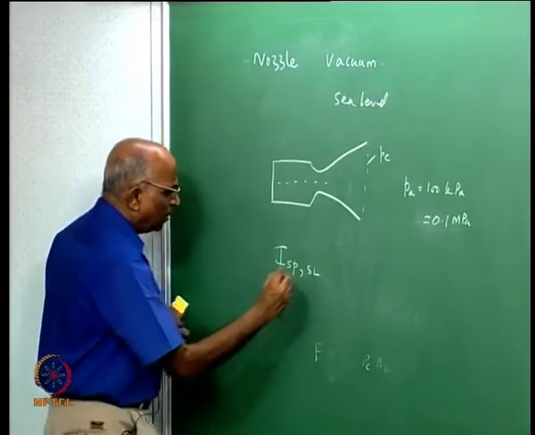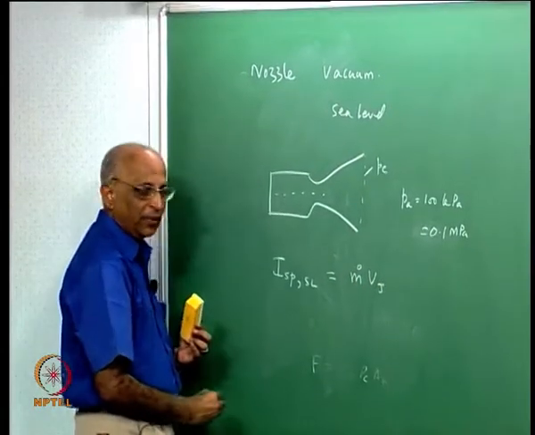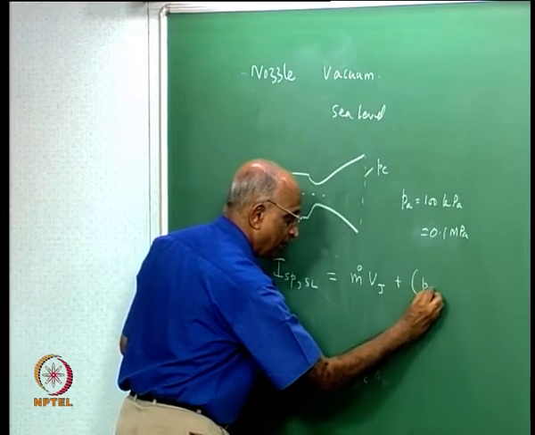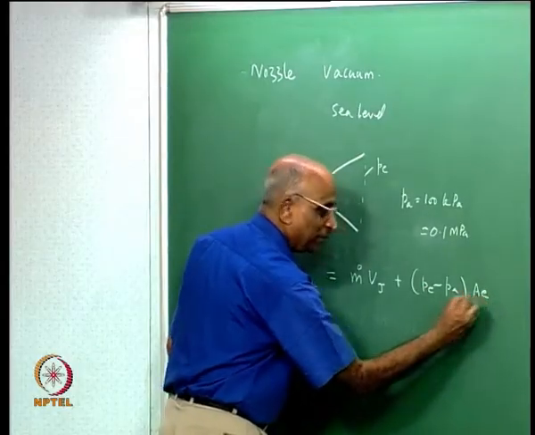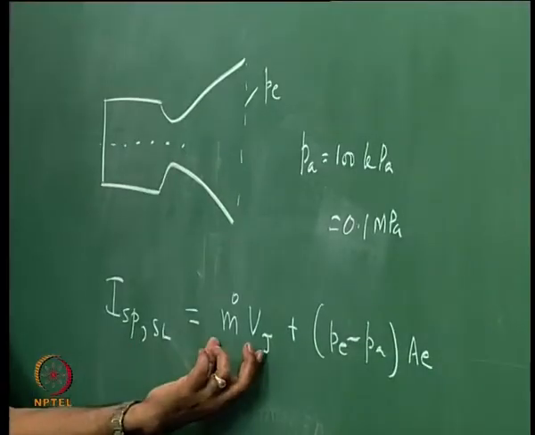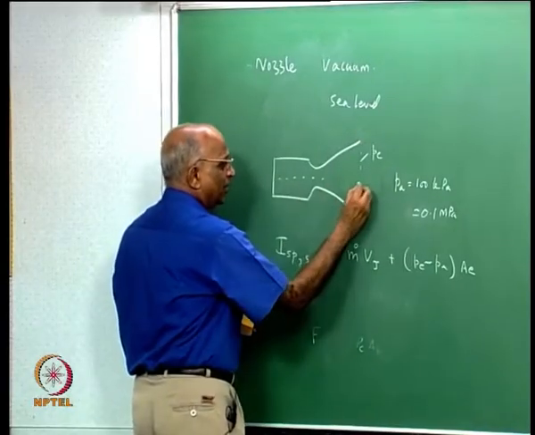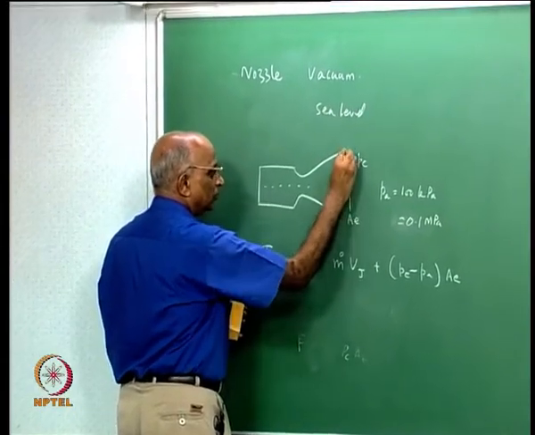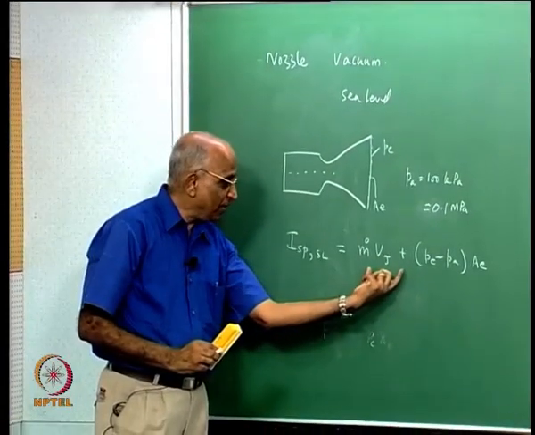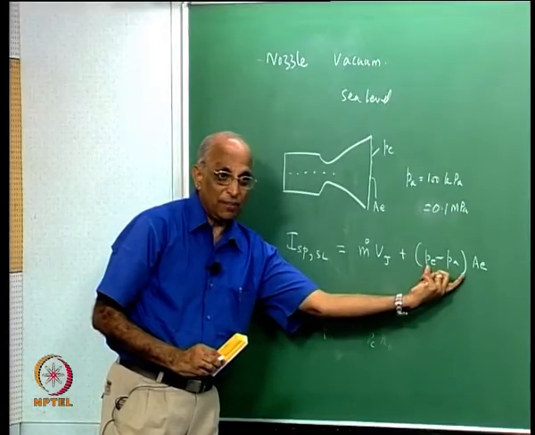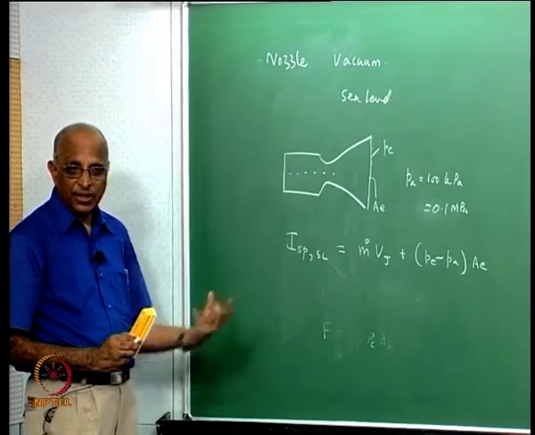How do I write it? I write it as m dot Vj plus (PE minus PA) into AE: the momentum thrust plus the exit pressure minus PA into the exit area, where AE is the exit area of the nozzle. Mind you, we derived this, and we said we had a control volume and therefore found a pressure thrust. Please check this again. Can I go forward?